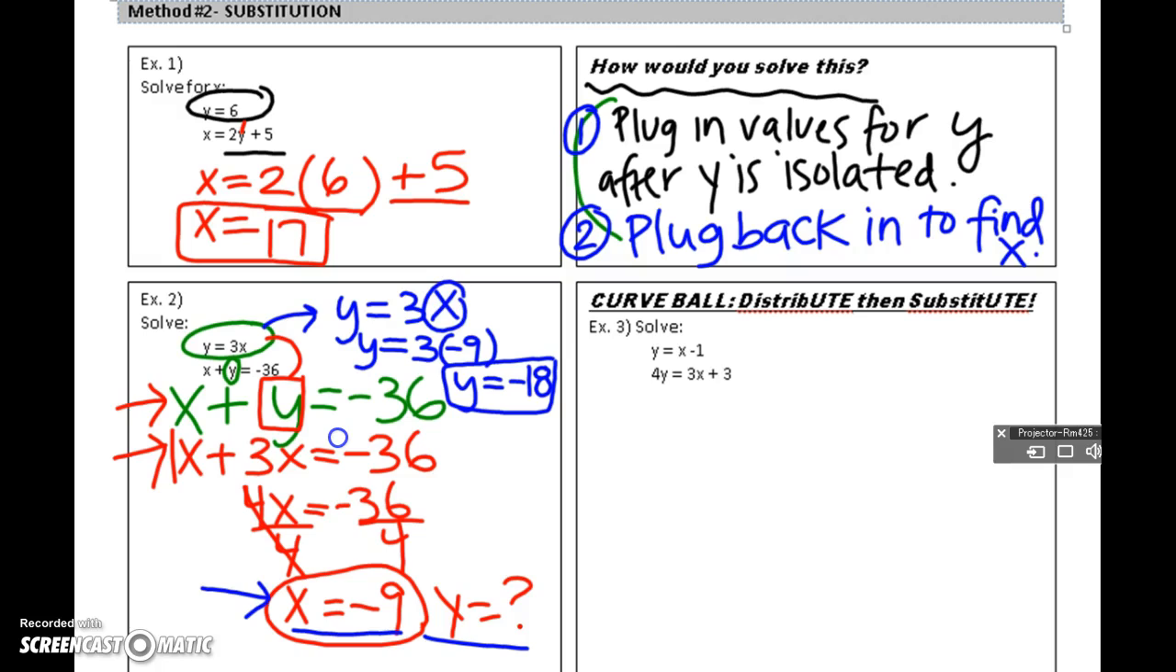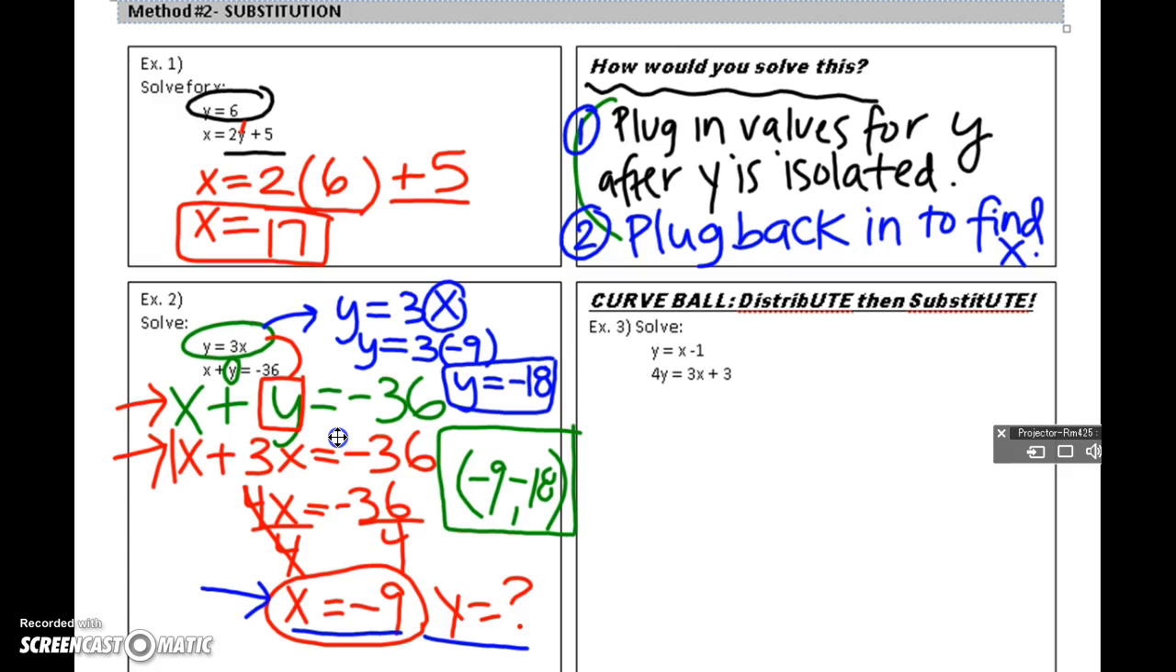What I need to make sure I do is write my final answer as a point. So my x is negative 9 and my y is negative 18. I have to write it as a point on a graph because really we're finding where they intersect, or where they're equal to each other. So this is my final answer.